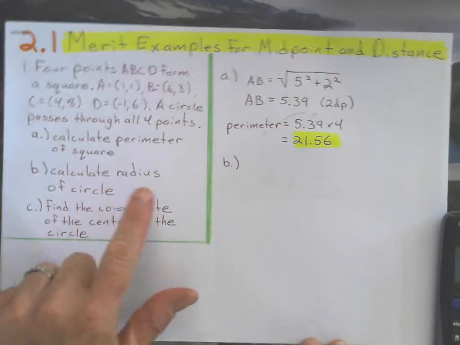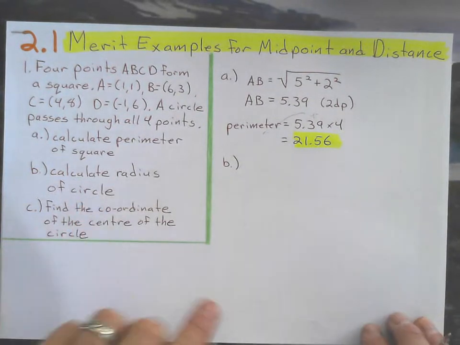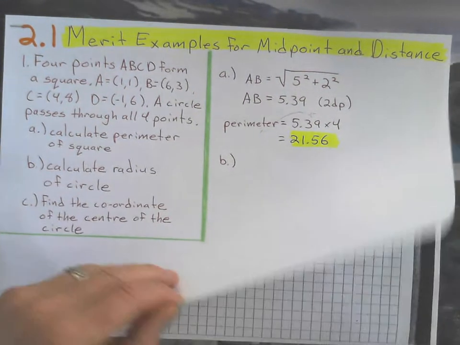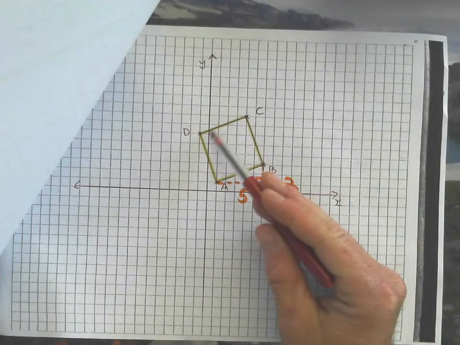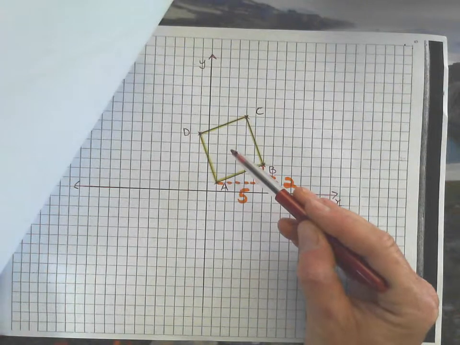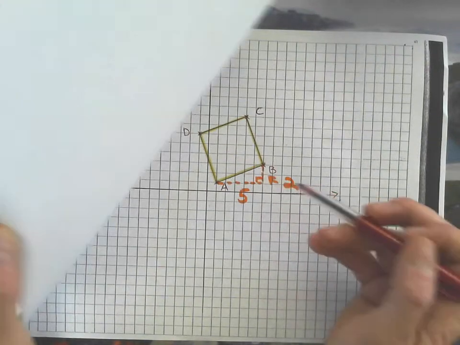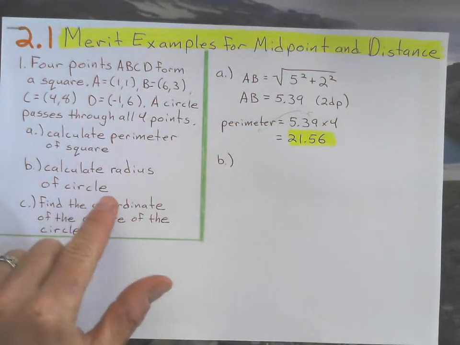Part B, calculate the radius of the circle. Well, I don't really know where my circle is just yet. I can't find exactly the center of the circle. Calculate the radius of the circle.